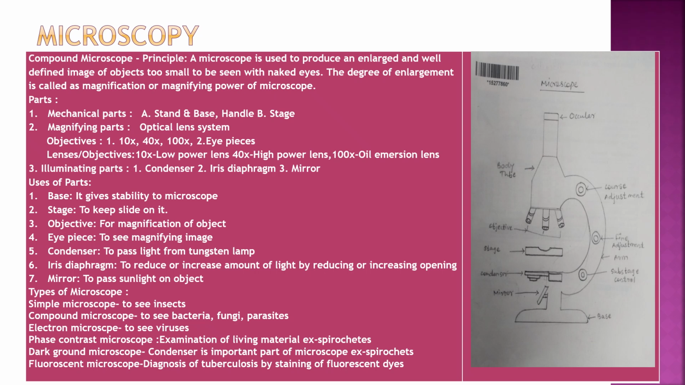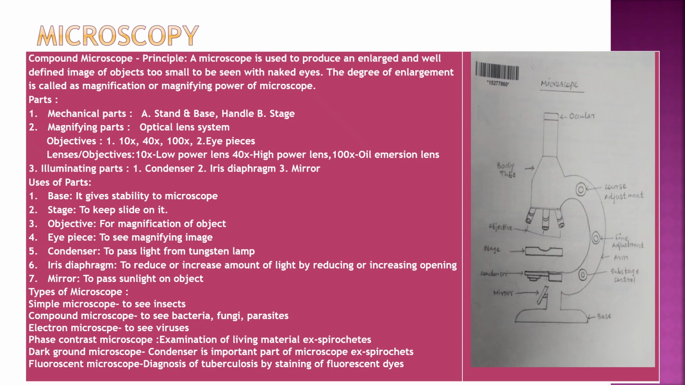Microscopy, compound microscope principle. A microscope is used to produce an enlarged and well-defined image of objects too small to be seen with naked eyes. The degree of enlargement is called magnification or magnifying power of the microscope. Parts are mechanical parts: base, stand, handle, and stage. Magnifying parts: optical lens system, objectives 4x, 10x, 40x, 100x, and eyepieces. The 10x is low power, 40x is high power, 100x is oil immersion lens, and 4x is the scanner. Illuminating parts: condenser, iris diaphragm, and mirror.